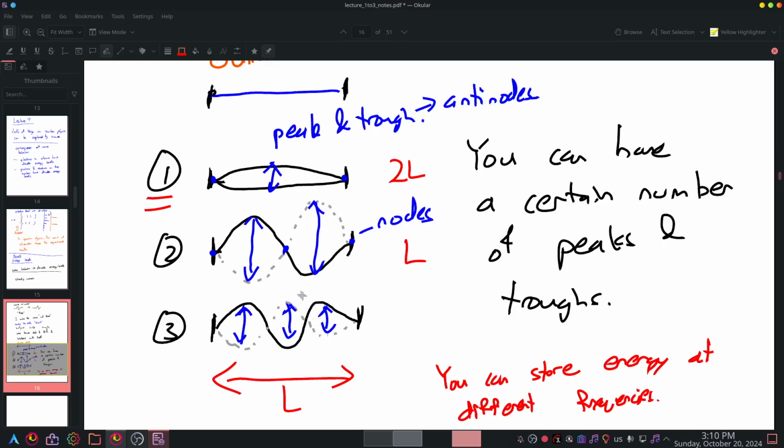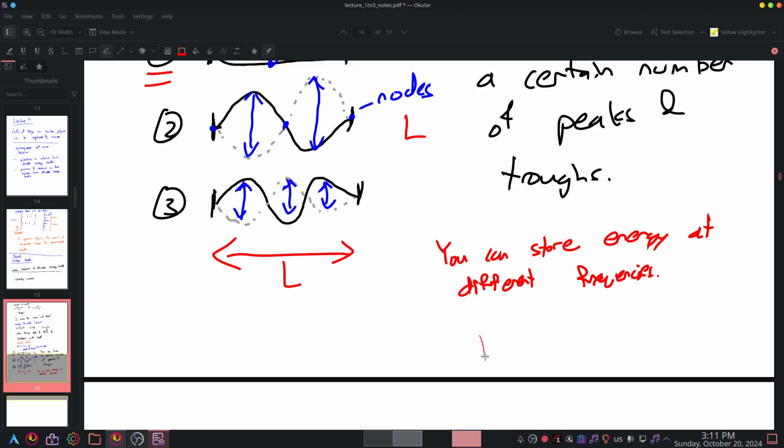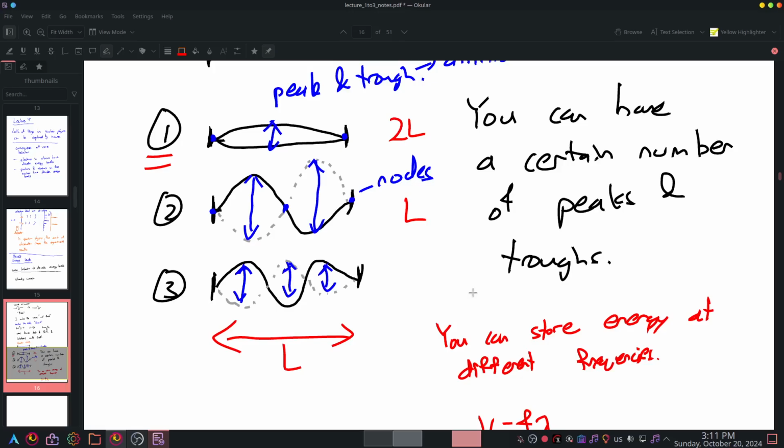Assuming all of these are the same string, you can see that for wave number 3, it's of a higher frequency than wave number 1. For waves, the general idea is that higher frequency means a smaller wavelength. The formula here is V equals F lambda, where the speed of the wave, assumed constant, equals the frequency multiplied by the wavelength. It's a basic physics thing. So basically, these standing waves represent different modes in which you can store energy.